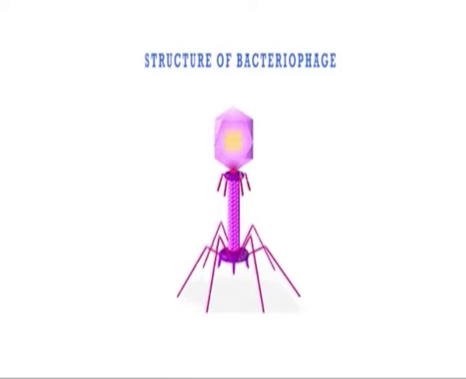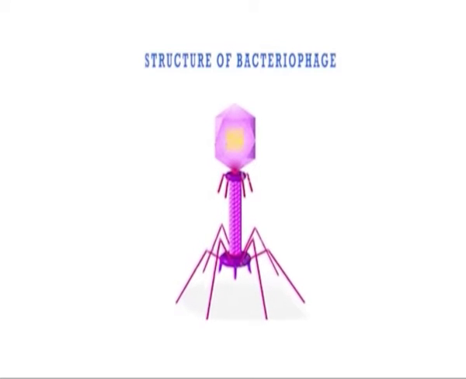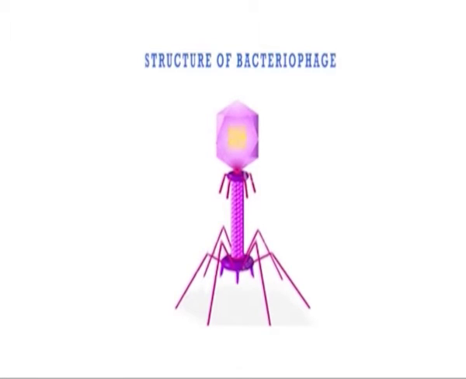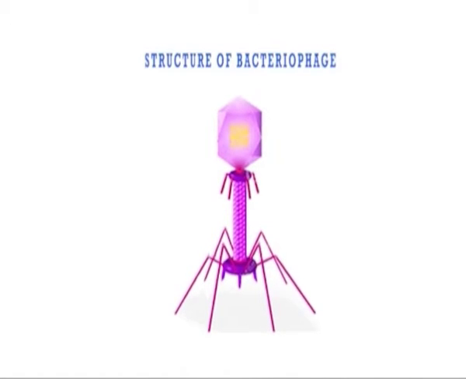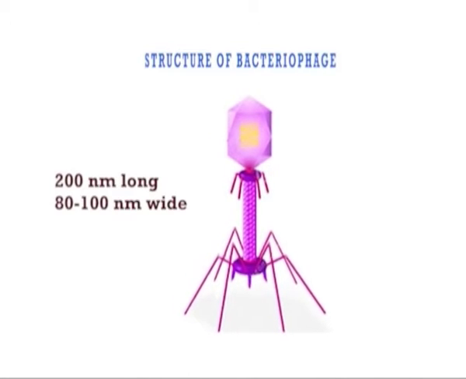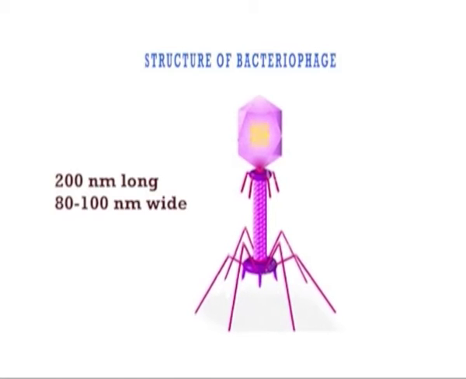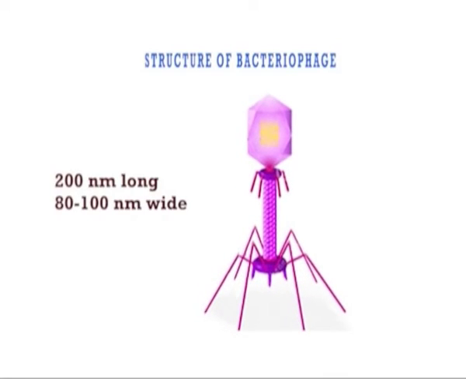Now we'll see the structure of bacteriophage. Bacteriophages have different shapes and sizes. The T4 phage is one of the largest among the bacteriophages, approximately 200 nanometers long and 80 to 100 nanometers wide. But generally, phages range in size from 24 to 200 nanometers in length.